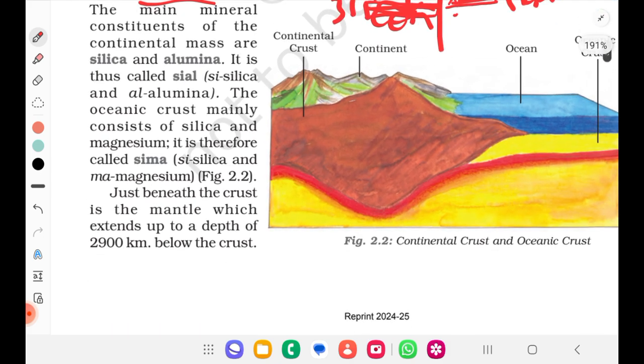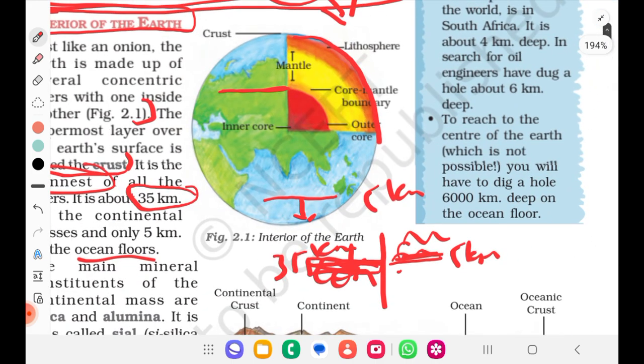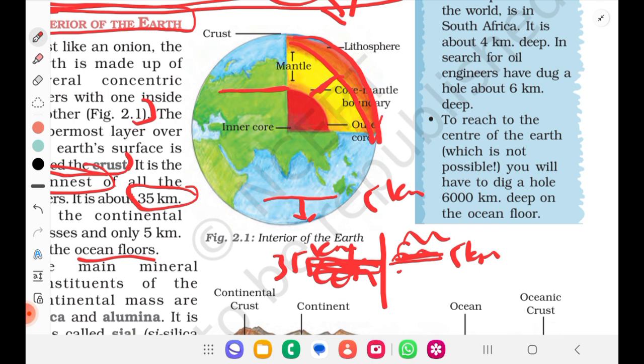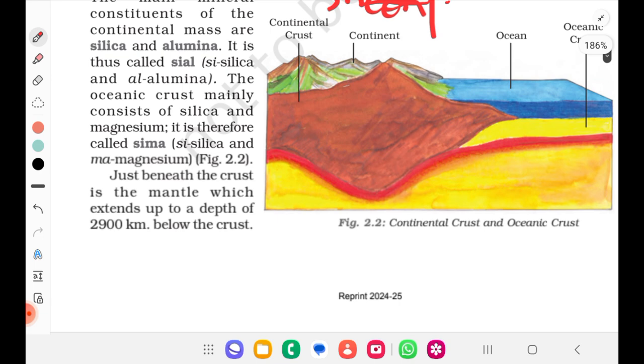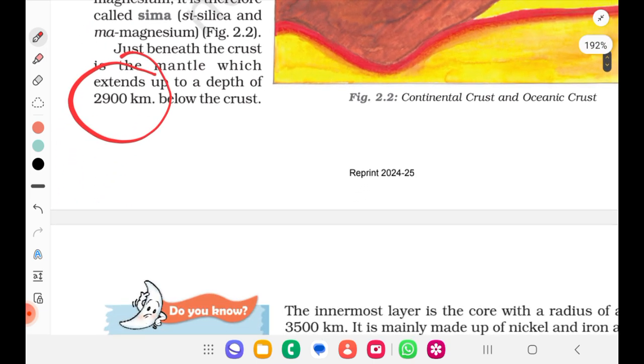Just beneath the crust is the mantle. So once you see the crust, there is one more layer, that is the mantle. First we have the crust layer, then we have the mantle, the second layer. So now they are talking about the mantle. Just beneath the crust is the mantle, which extends up to a depth of 2,900 kilometers below the crust. So it is of depth 2,900 kilometers.